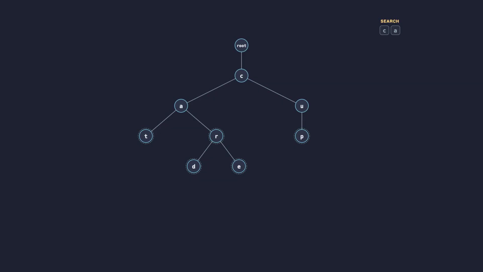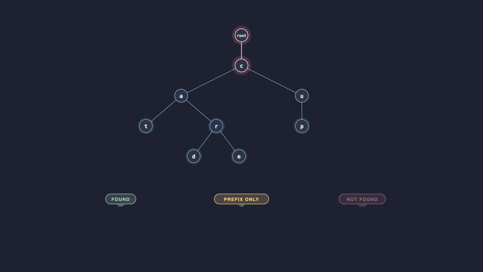Now let's search for ca. Start at root, follow C, then A. We reach the node successfully. But here's the thing, A is not marked as an end of word. The path exists, but ca was never inserted as a complete word. It's just a prefix, not found. Finally, let's search for cow. Start at root, follow C. Good so far. Now we need O, but the C node has no child for O. We've hit a dead end, not found.